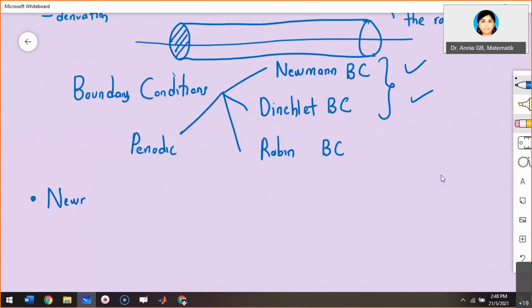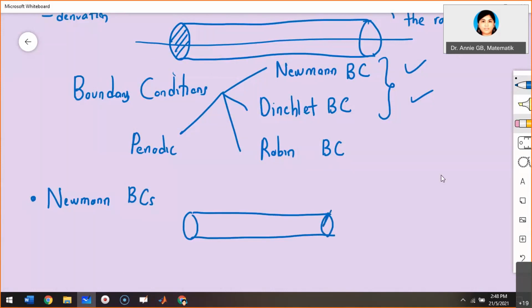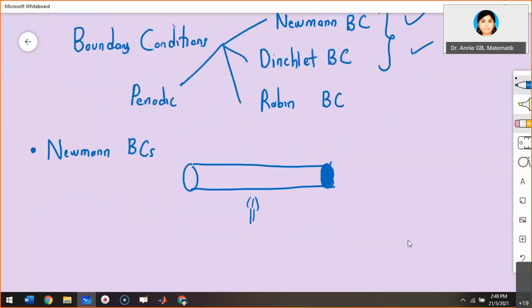So Newman boundary condition, this is general and this is also for hyperbolic nanti. Okay, Newman boundary condition is kita ada rod, we have given a rod. So what happen is at the end ada insulation. Okay, kita ada penebat. Let's say kita panaskan di sini. Okay, kita panaskan di sini. And then we are looking at how the heat transfer.